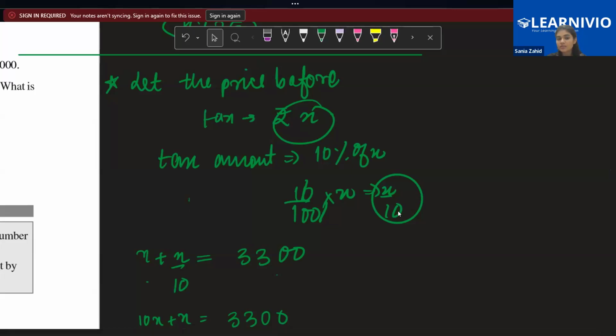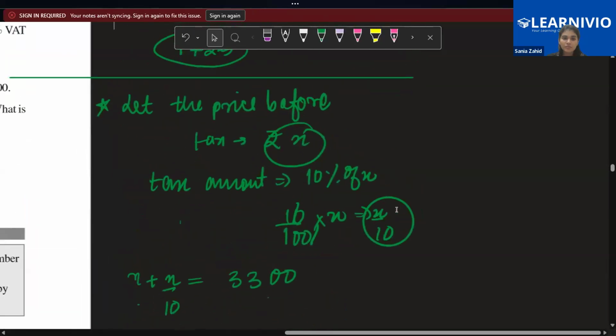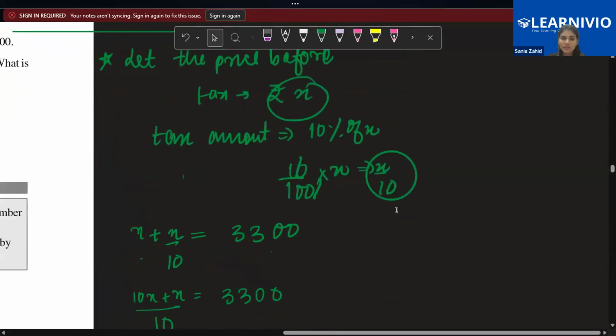Ma'am, why can't we do 10 by 100 into 3,300 and then subtract the 10% of it? How much will you get? You can do that as 330. Wait, you'll get 330, right? And just subtract 3,300 minus 330. Will you get 3,000?